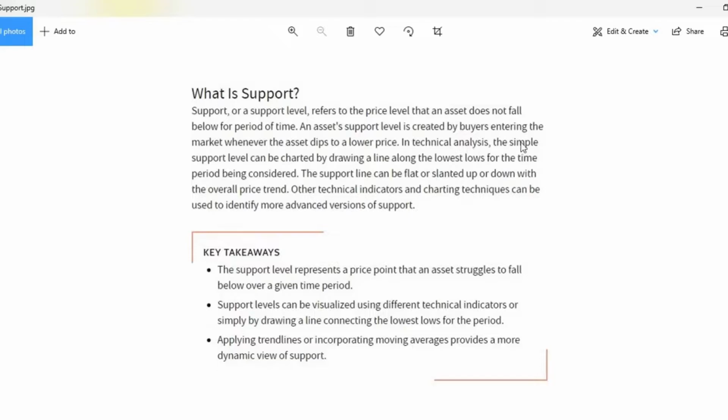In technical analysis, the simple support level can be charted by drawing a line along the lowest lows for the time period being considered. The support line can be flat or slanted up or down with the overall price trend. Other technical indicators and charting techniques can be used to identify more advanced versions of support.